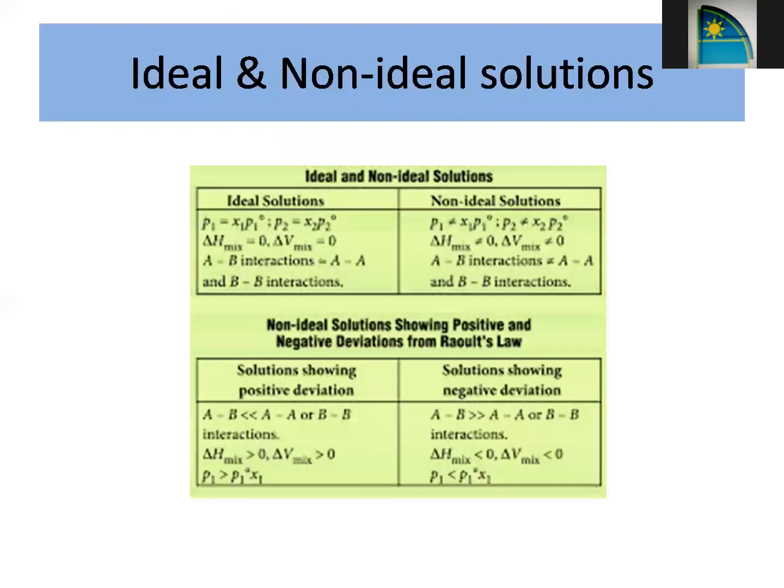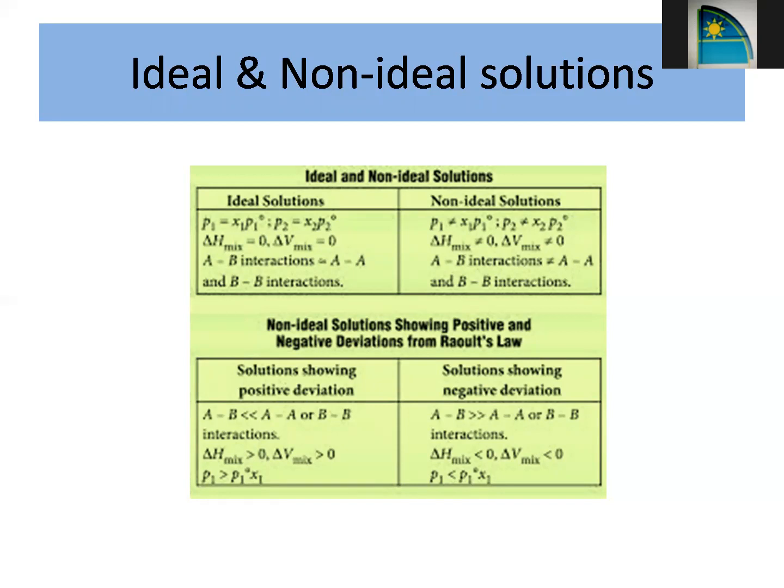Next, since we don't have any ideal solution, to be honest, we will be dealing with non-ideal solutions. An ideal solution is one where, when I mix the solution, there is no interaction between the solute and the solvent, or I can say that AA interaction and BB interaction is equal to AB interaction. That type of solution will be known as my ideal solution.